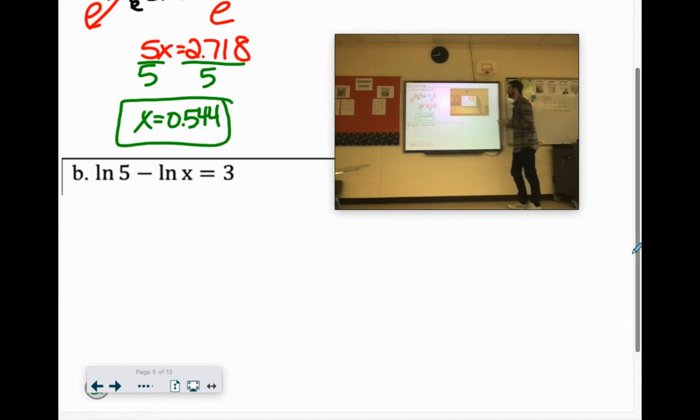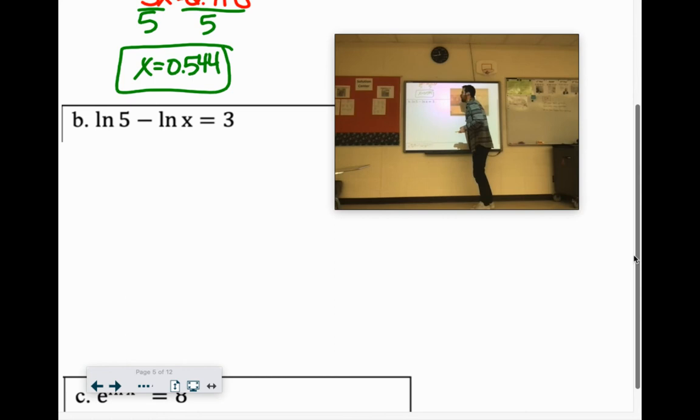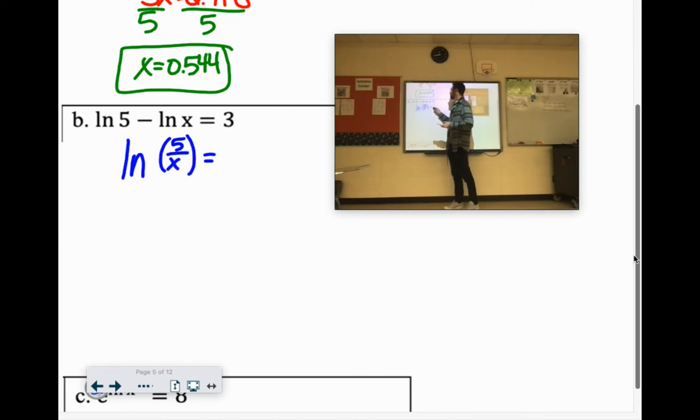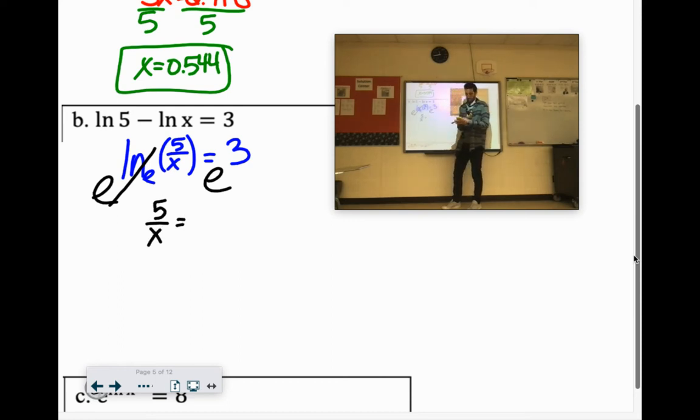All right. Here we have subtraction between them, so we'll bring it together with division. So we have ln of 5 over x equals 3. There's an invisible e in the sub, so we'll bring in a new base of e. We'll exponentiate both sides. e to the ln sub e cancels out, so we have 5 over x equals e to the third power, which is 20.086.